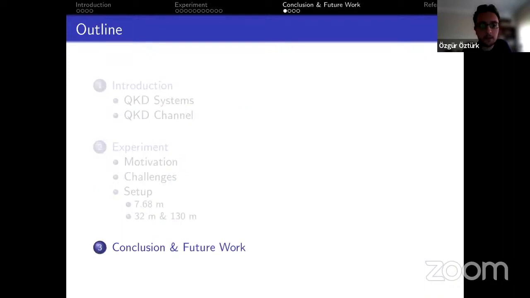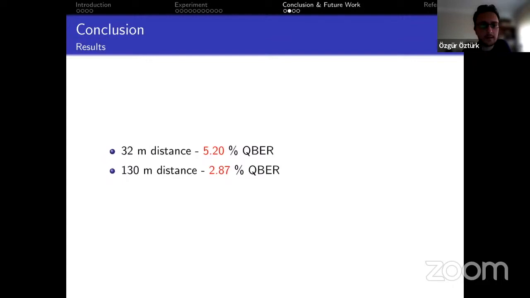So now I'm moving to the conclusion. As a result, for 32 meters, we got a 5.20% quantum bit error rate, and for 130 meters we got a 2.87% quantum bit error rate. I just want to point out that for 32 meters, we had a chance to do multiple measurements, more than, I think, 3 or 4.